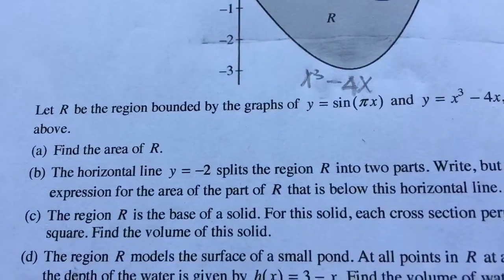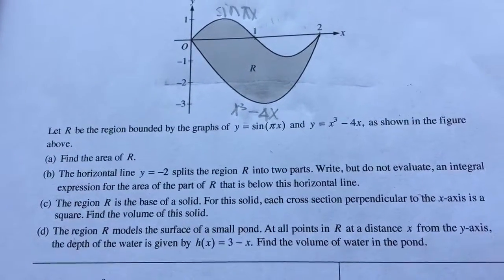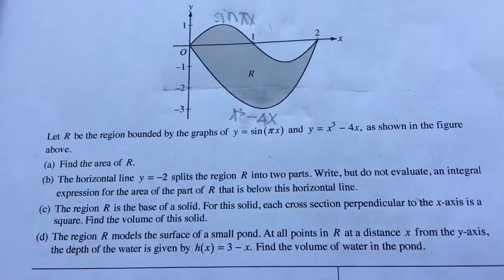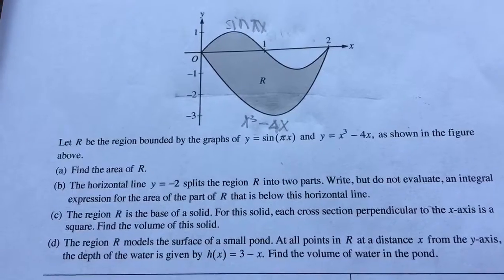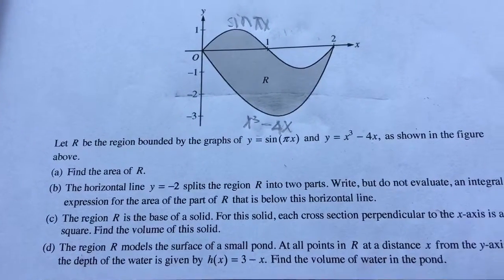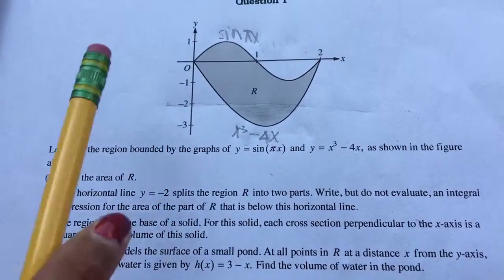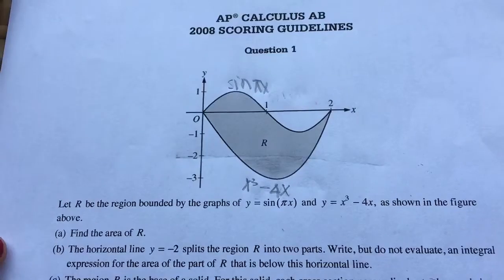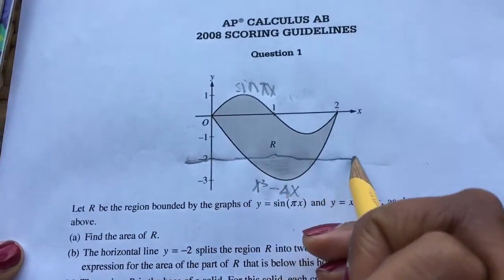Question B says the horizontal line y equals -2 splits the region into two parts. Write, but do not evaluate, an integral expression for the area of the part of R that's below this horizontal line. One of the biggest misconceptions of this problem is that somebody might forget that y equals -2 will always be a horizontal line, so they might try to draw a line out here, but in actuality, the line y equals -2 is here.